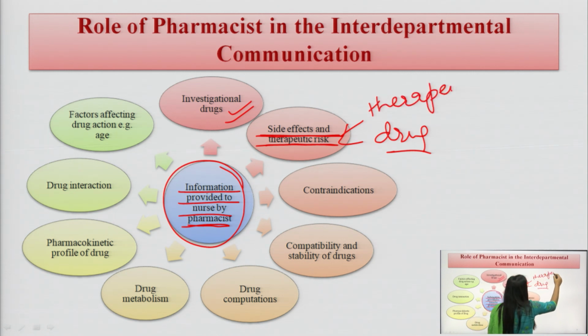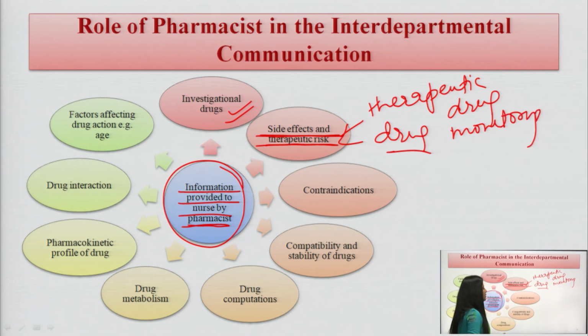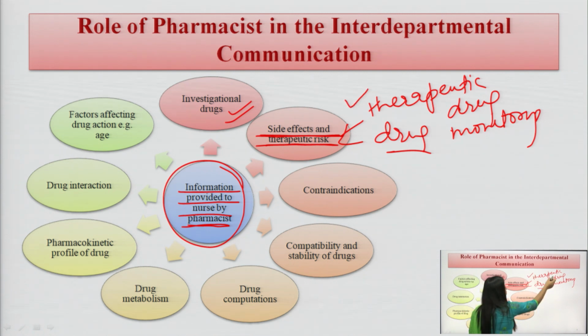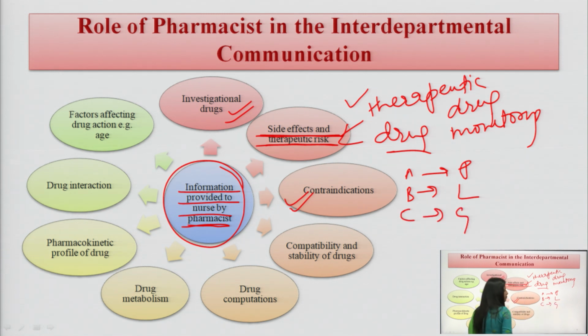There is a concept called therapeutic drug monitoring. I have also discussed it in one of the previous PPTs. In chronic cases or where there is a very low therapeutic window, therapeutic drug monitoring is done. So, a pharmacist can tell all these aspects to the nurses. Similarly, if there are any contraindications, like a particular drug is not given in pregnancy, cannot be given in lactation, or cannot be given to the geriatric population. So like this, contraindications, compatibility and stability of the drugs.